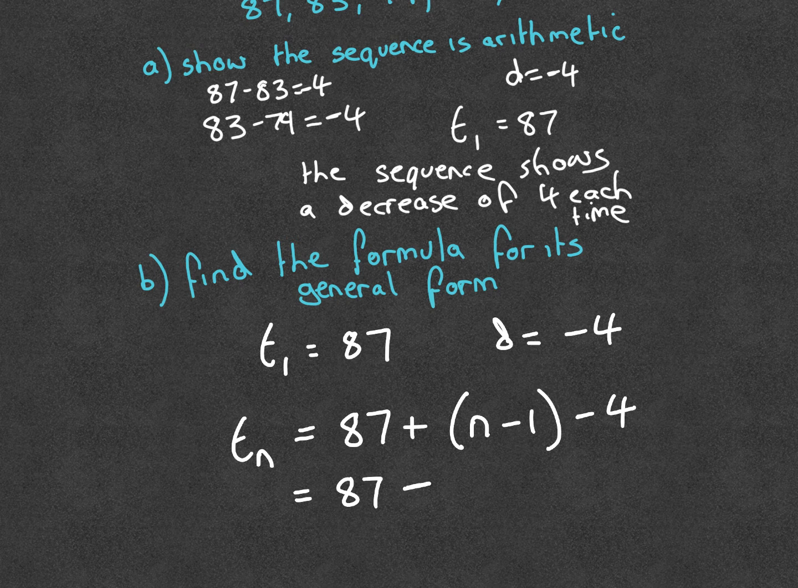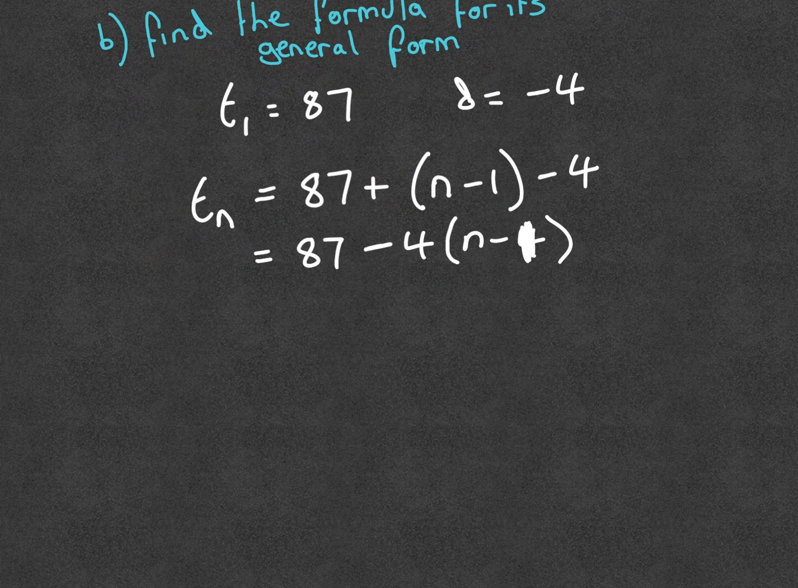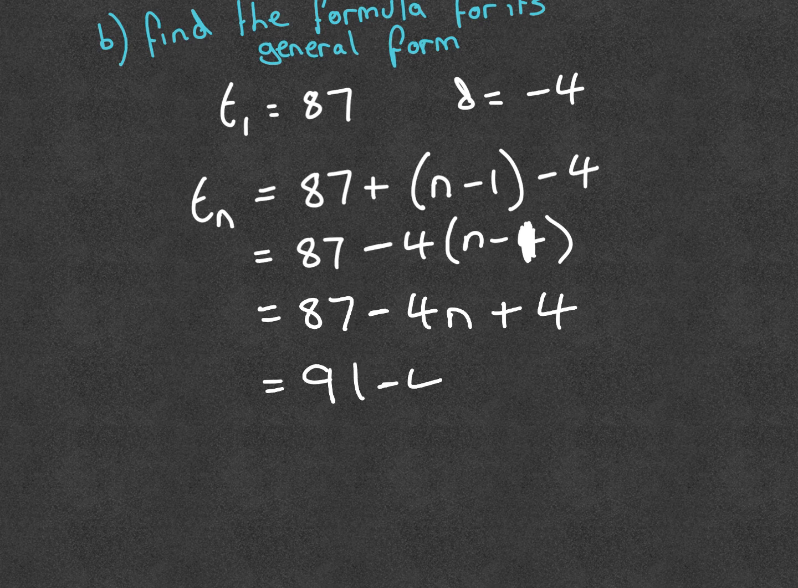If we bring the -4 round to the other side of the brackets, we've got -4 multiplied by n take 1. We can simplify that further by expanding our brackets now: 87 minus 4n, and -4 times -1 is plus 4. So 87 plus 4 is 91, giving 91 minus 4n, which can be used to describe any term number in that sequence.